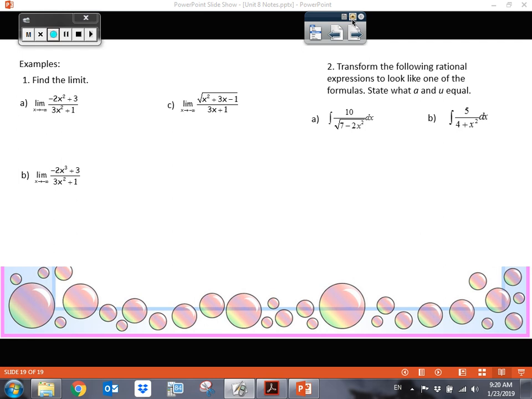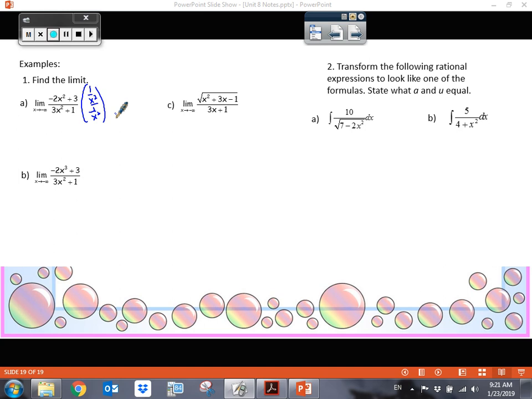So the algebraic technique that we use is we multiply this expression, these are for rationals, by 1 over the biggest exponent. And so we look, the biggest exponent is x squared, so I'm going to multiply by 1 over x squared over 1 over x squared. So this is the algebraic technique to solve this limit to infinity.